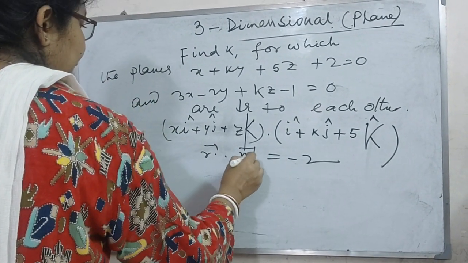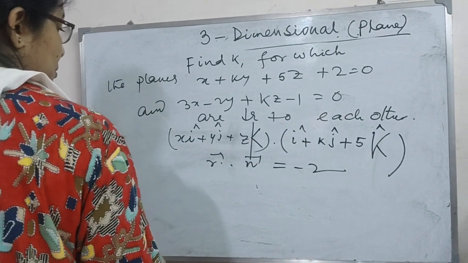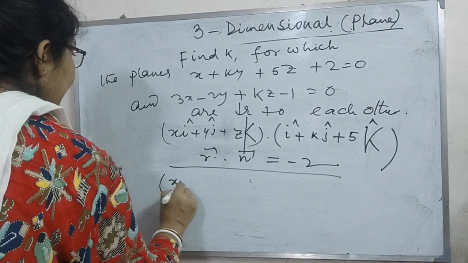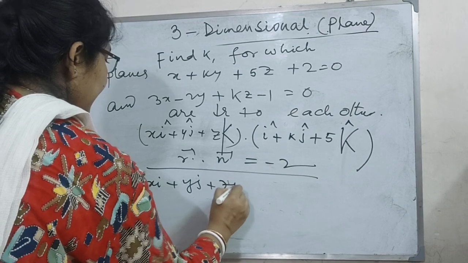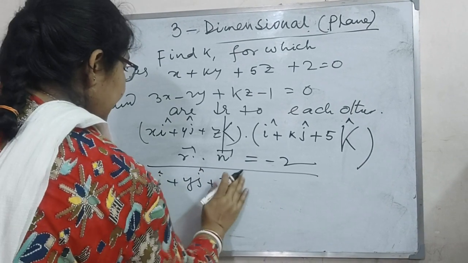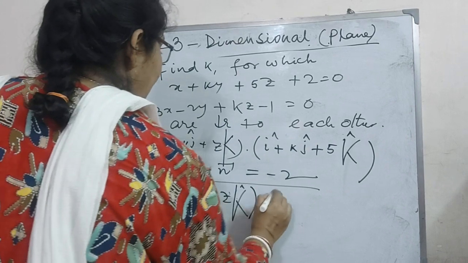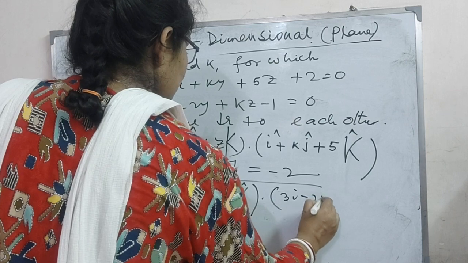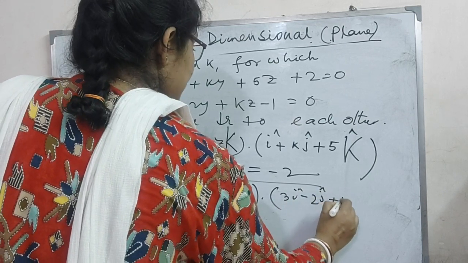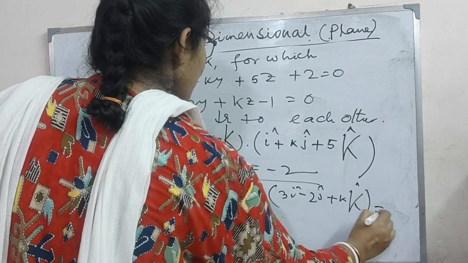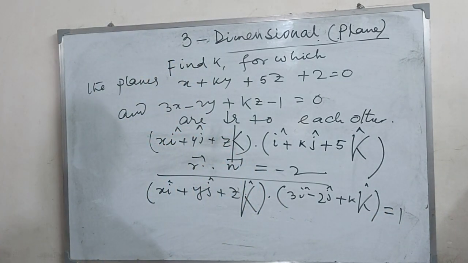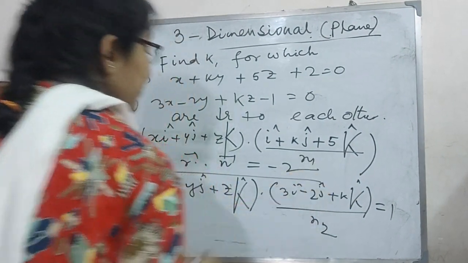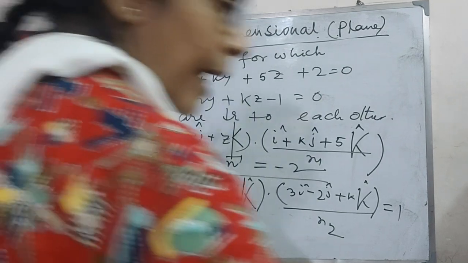That means here n1 is the first one, and the second one is xi + yj + zk dot 3i - 2j + kK, equal to 1. Here this is n1 and this is n2.